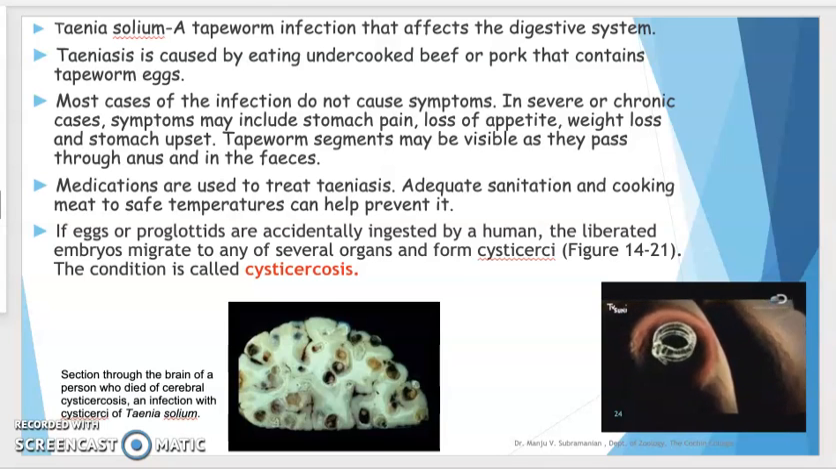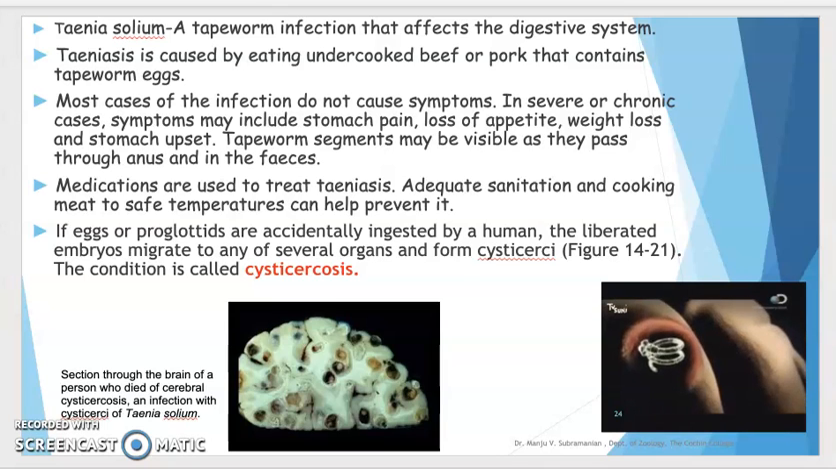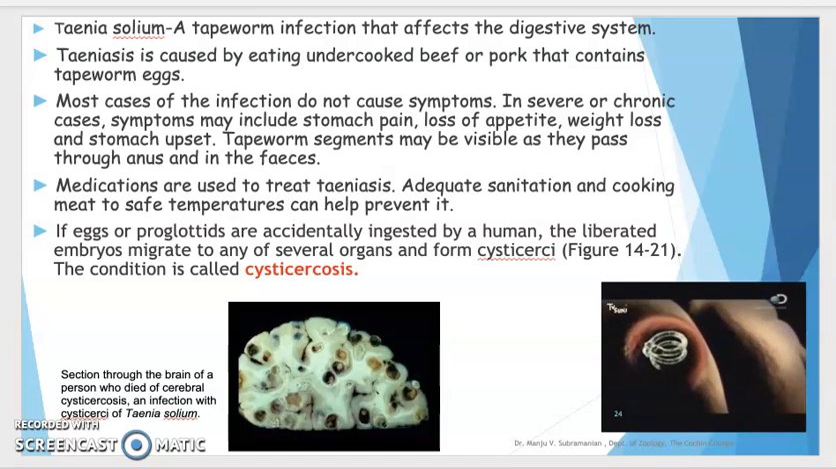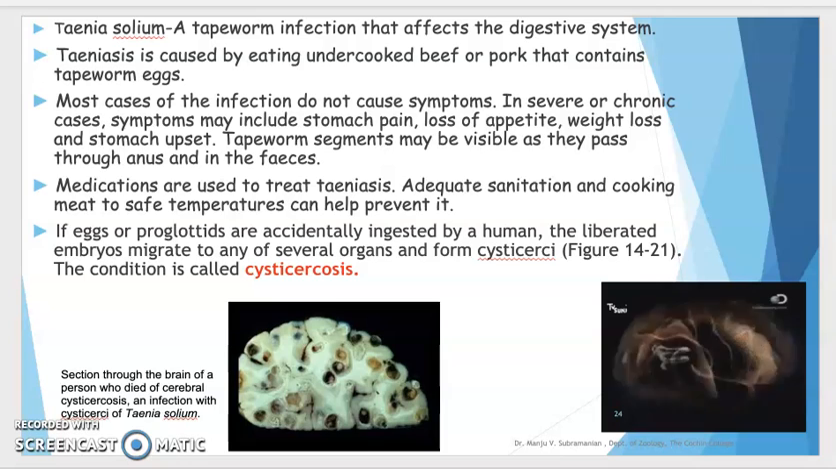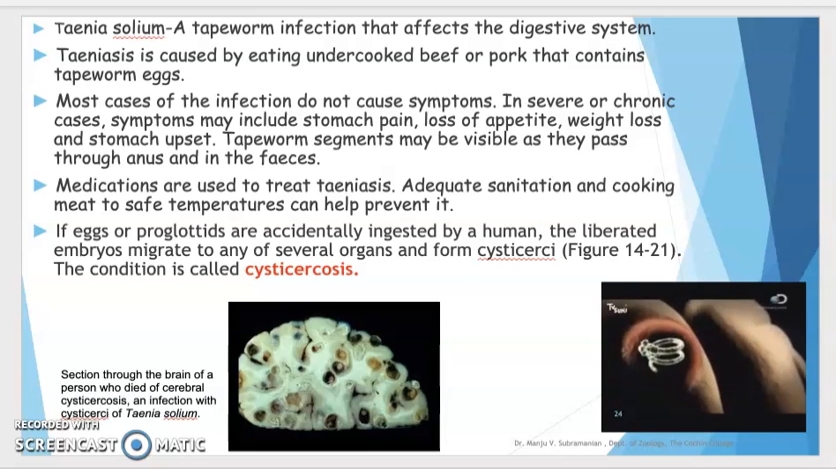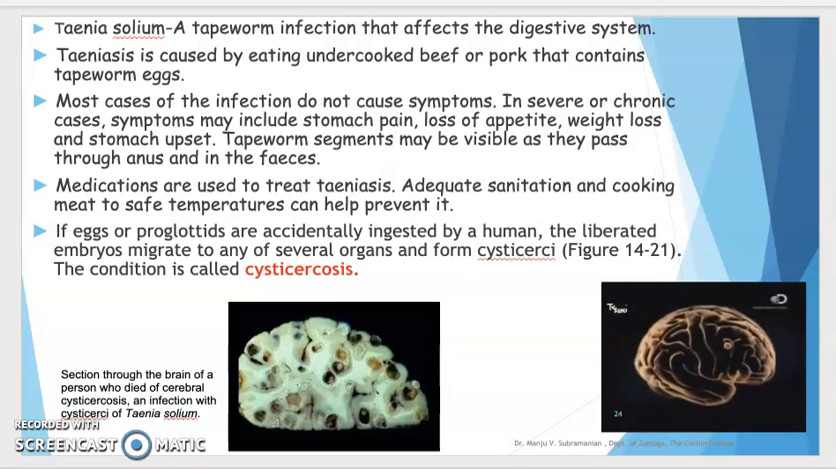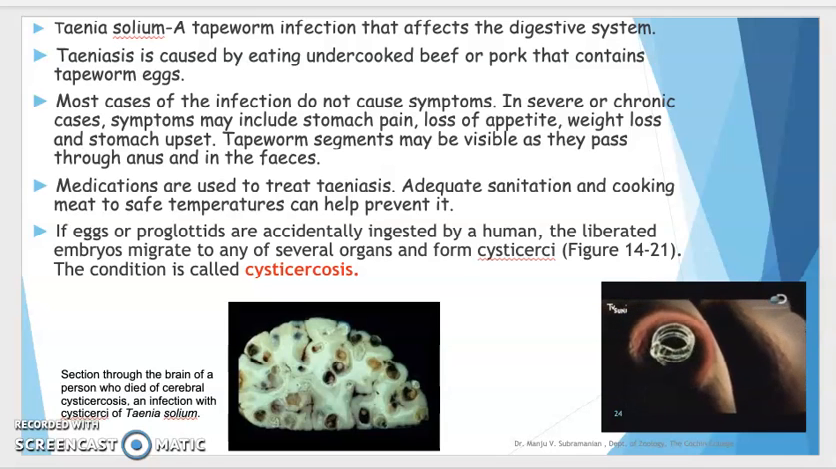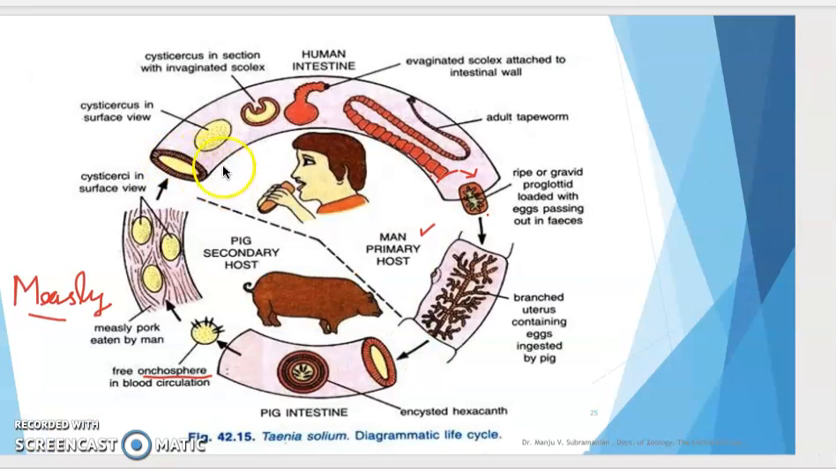We have to discuss a little bit about the transmission of this cysticercus to man, or how the infection of tapeworm proceeds, and also the pathogenic effects and some preventive measures, or the prophylaxis, of this tapeworm. As we have discussed the life cycle in the previous lecture, we have mentioned the measly pork.